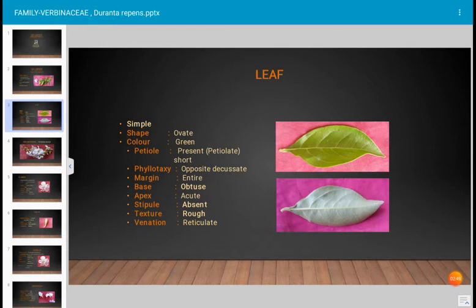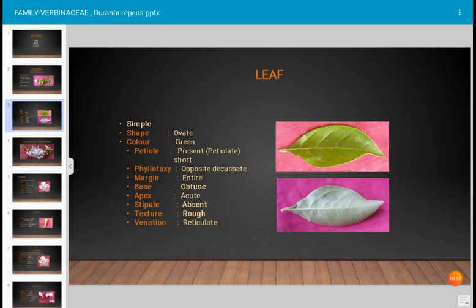Phyllotaxy, the arrangement of the leaves. Opposite decussate type of phyllotaxy occurs in Duranta repens. How is the margin of the Duranta repens leaf? The margin of the leaf is continuous. Hence, it is an entire margin. Such a margin of leaf is described as entire. And the base of the leaf is obtuse. What is obtuse? It means bluntly narrow. And the apex of the leaf is acute.